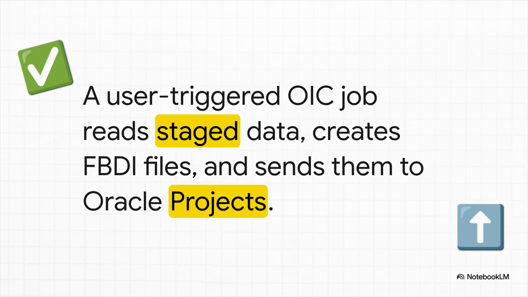Now here's where things get really clever. There's a built-in human checkpoint. So, before anything gets loaded into your final project system, a user can quickly glance at the stage data to make sure it looks right. Once they give it the thumbs up, a single click triggers the next job in OIC. This job instantly takes that prep data, formats it into these special FBDI files, which is just the exact template Oracle Projects needs, and boom, sends it on its way.